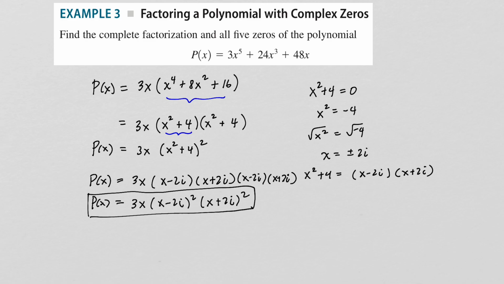Now, what are the zeros? Well, one of the zeros, of course, is 0 itself, because if we set 3x equal to 0, we get 0. And then we have the zero 2i twice and negative 2i twice. So those are the 5 zeros. Now, realistically, we only have 3 different zeros, but according to multiplicity, we do have 5 zeros.